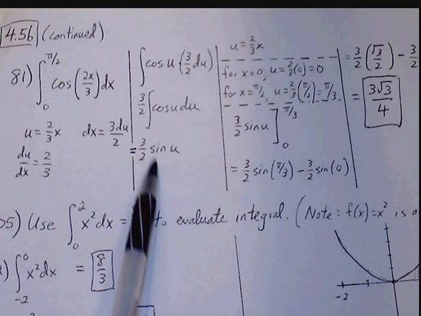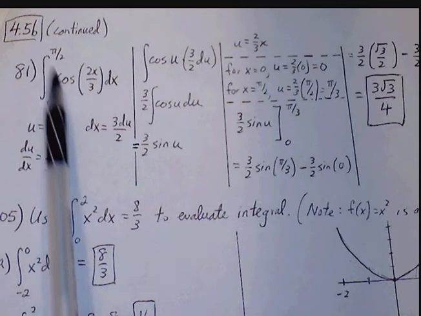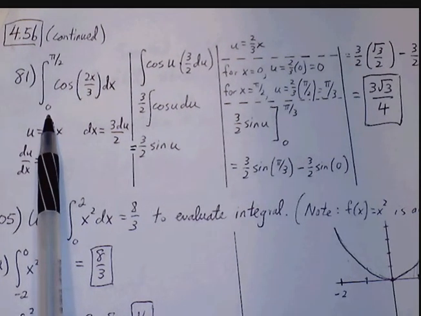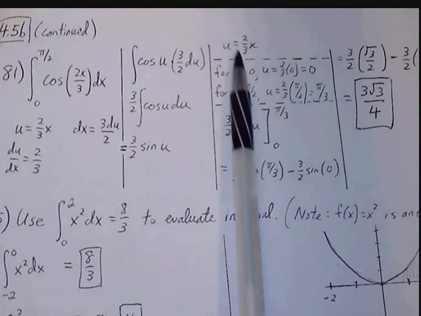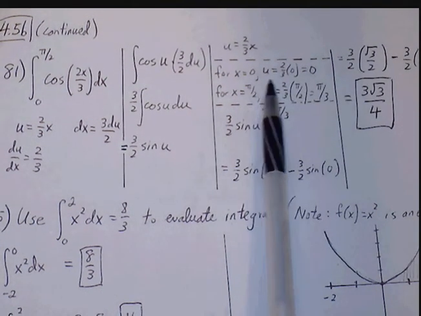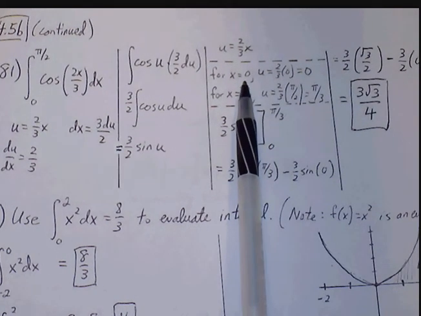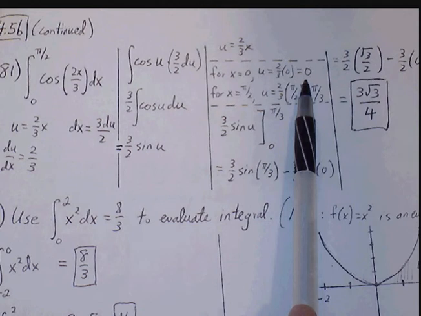But since we went through u-substitution, we also have to convert our lower and upper bounds, which are right now in terms of x, into terms of u. So our assignment is u is 2/3 x. So 0, plug in for x. We get 2/3 times 0, which is 0. So our initial lower bound is 0, and it will remain 0.